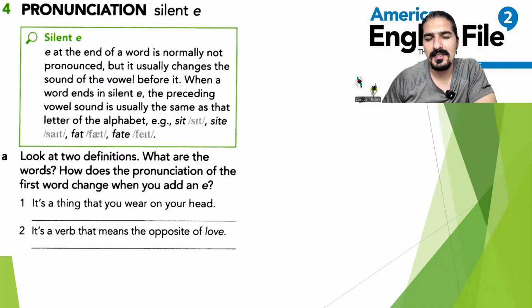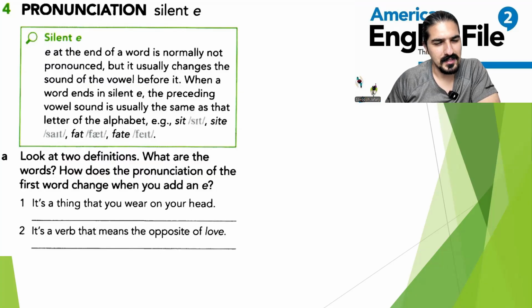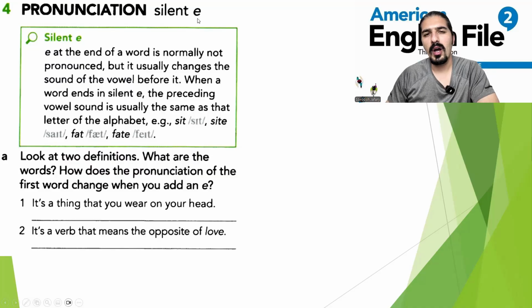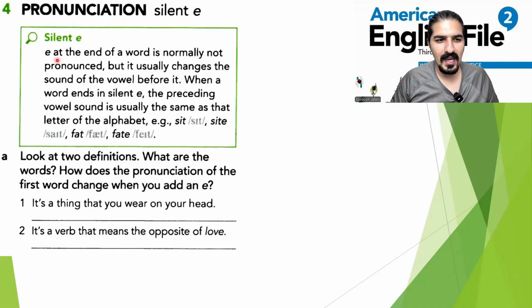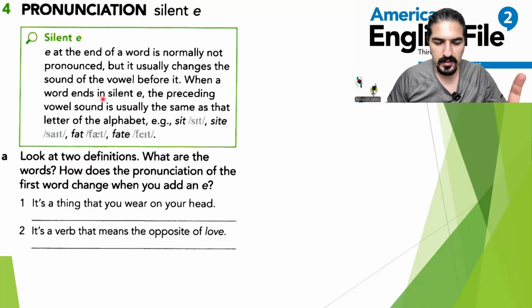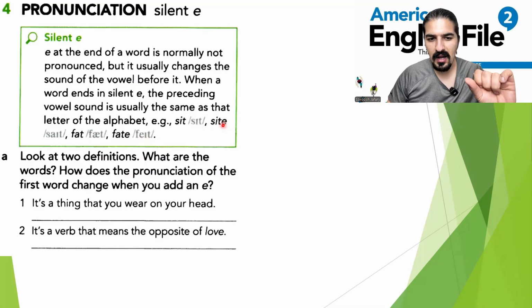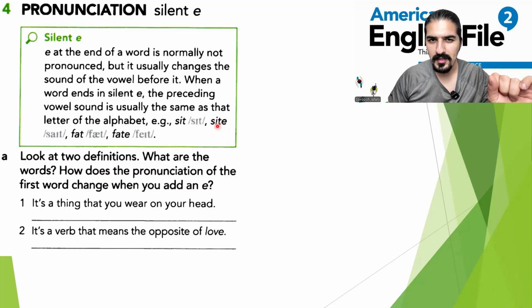Well, everyone, this is the last set of today's lesson. Silent E. What do I mean by silent E? Now, E at the end of a word is normally not pronounced. Okay? For example, look, fate. Okay? Or sight. Okay? But what it does, it changes the vowel sound before it. For example, sit, sight. Fat, fate. You see? So you don't pronounce the E, but E changes the sound of the vowel before it.